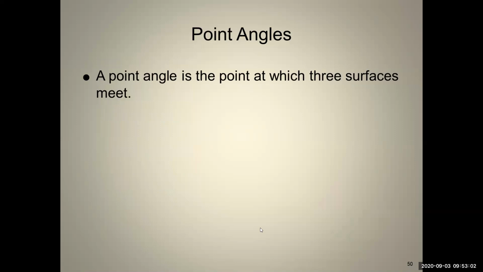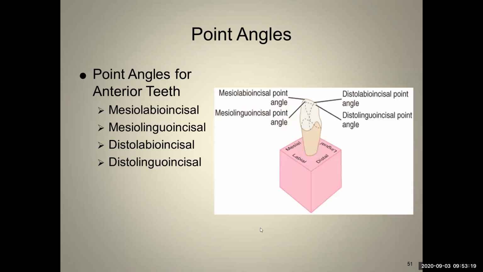Now, those are two surfaces. When three surfaces meet, it's called a point angle. Are you ready to shoot yourself right now? A point angle is three surfaces. Line angle is two. Point angle is three. Mesio-labial incisal. Mesio-lingual incisal. Okay, there's three different parts of the tooth coming together.